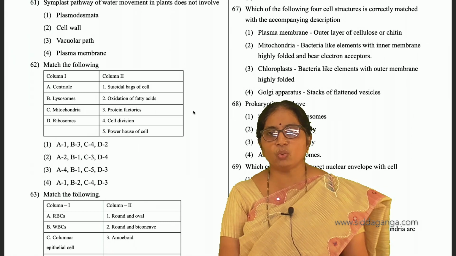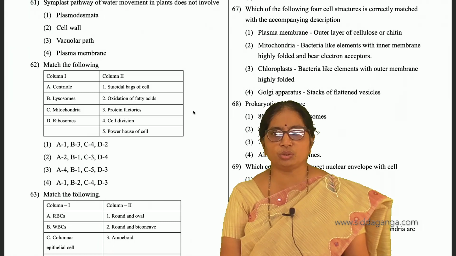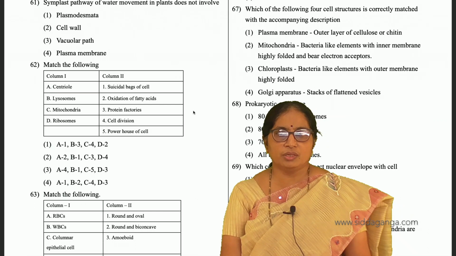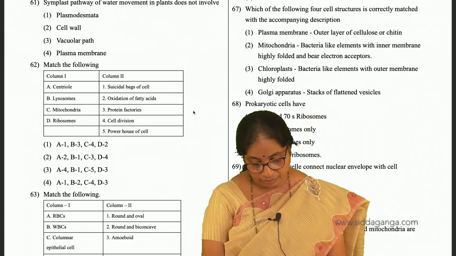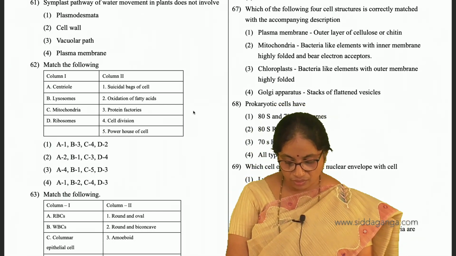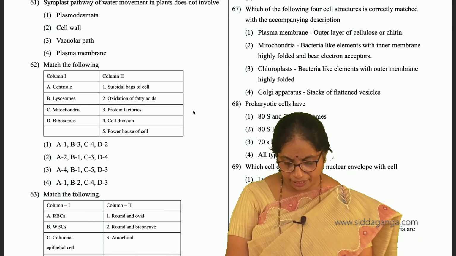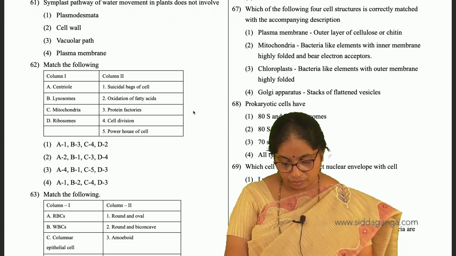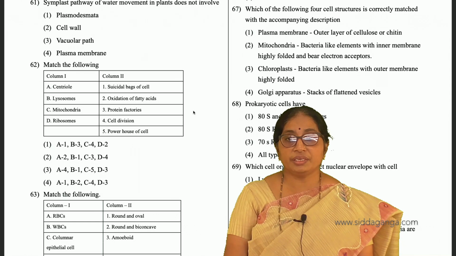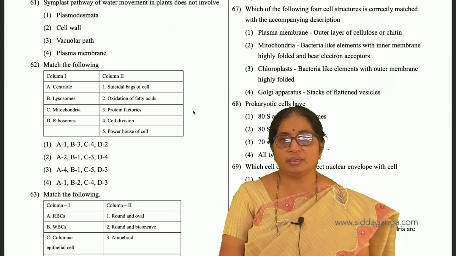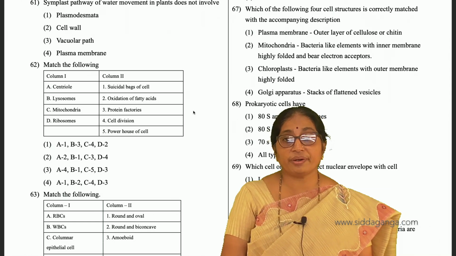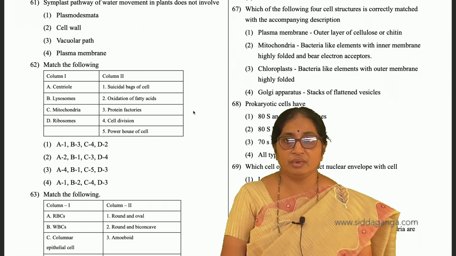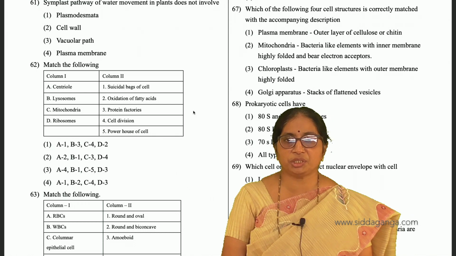Plasma membrane, outer layer of cellulose or chitin they have given. So it is not correctly matched. Plasma membrane is not correctly matched. Outer layer of cellulose or chitin is not the plasma membrane, but it is the cell wall, so it is not matched.